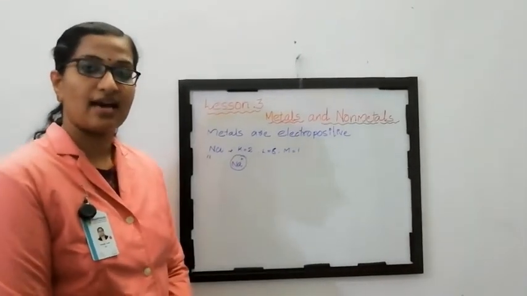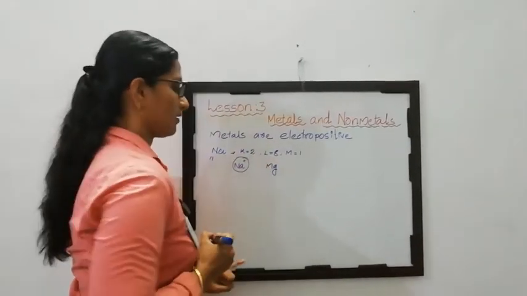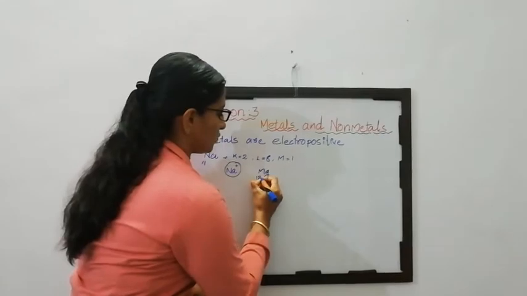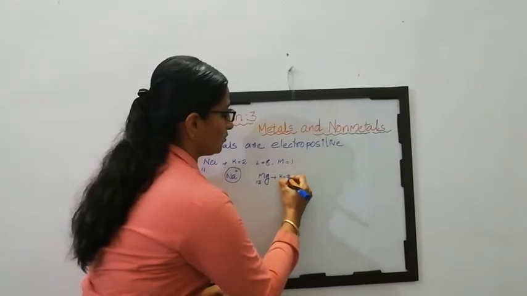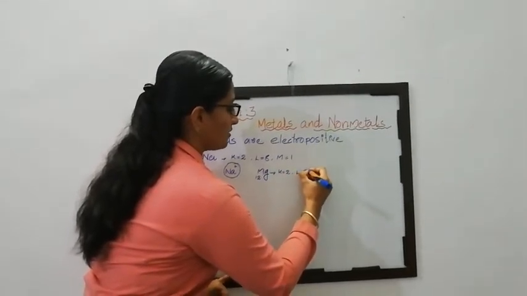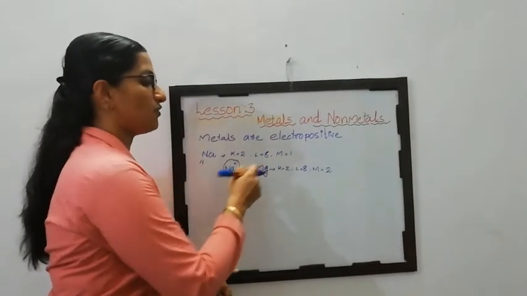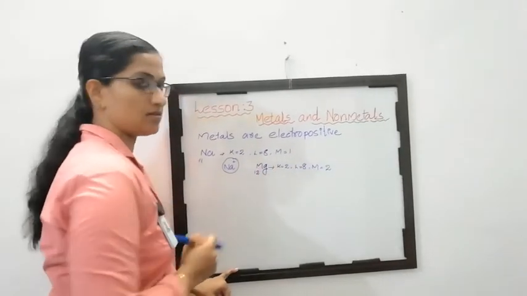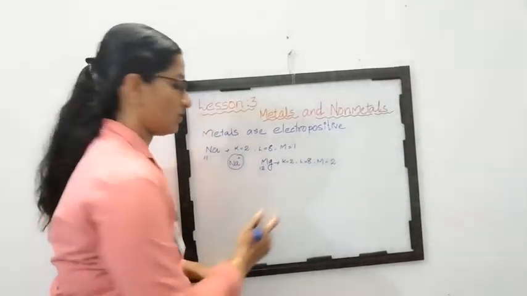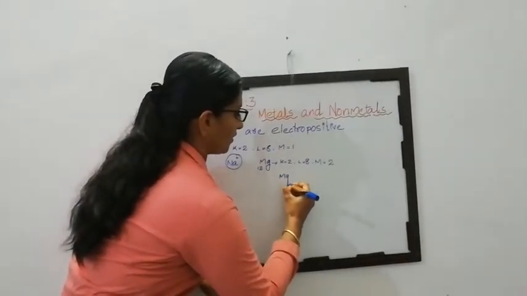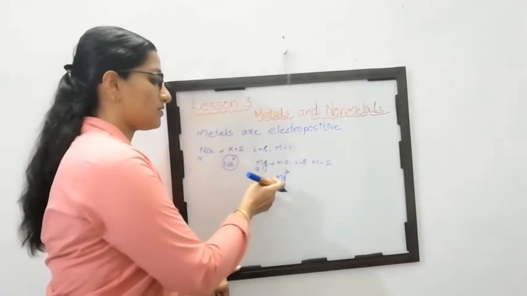Let us go to other examples of metals. If you take magnesium as a metal, magnesium has atomic number 12. When you write the electronic configuration, K is equal to 2, L is equal to 8, M is equal to 2. This 2 is extra for magnesium. In order to attain the octet in the outermost shell, magnesium will lose 2 electrons. So when 2 electrons are lost, it will get a 2 positive charge. So magnesium is also a metal.